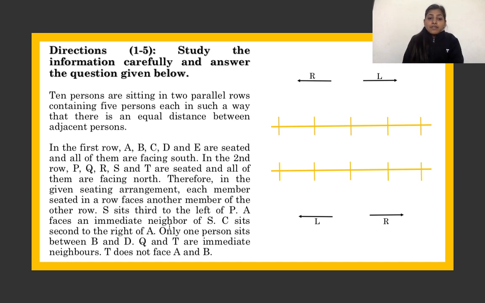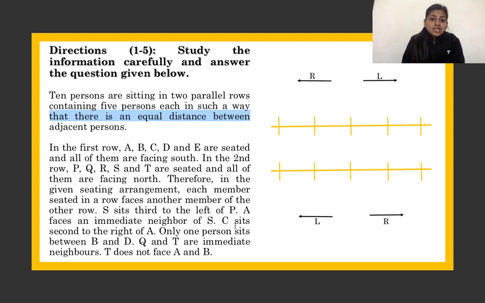Next is A faces an immediate neighbor of S. So if S is here, the immediate neighbor of S is only this, so A can face this. Or if S is here, there are two immediate neighbors of S, so A can be facing any of these. So there are three possible places for A. These are the three possible places where A could be.